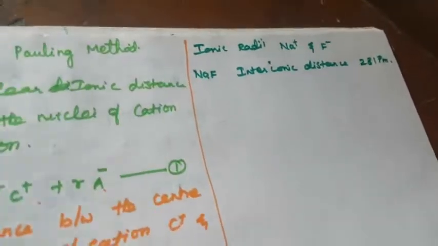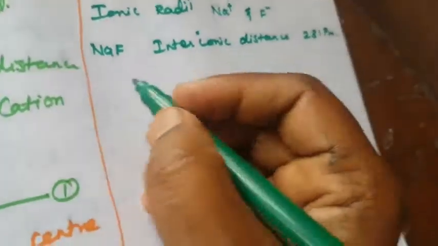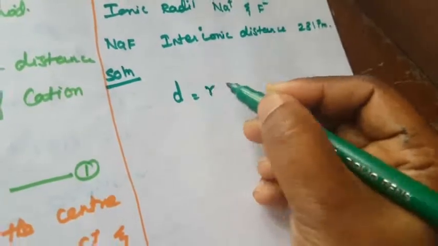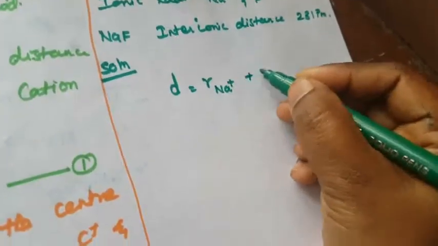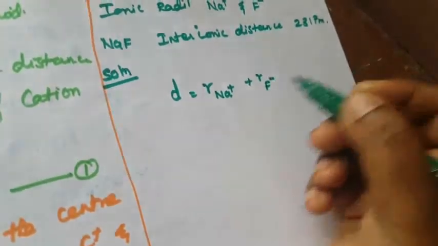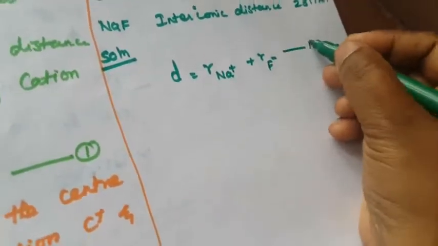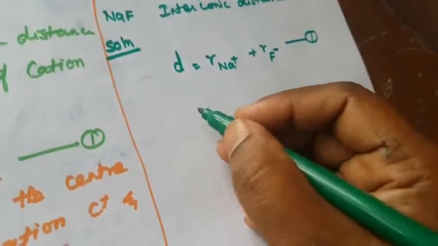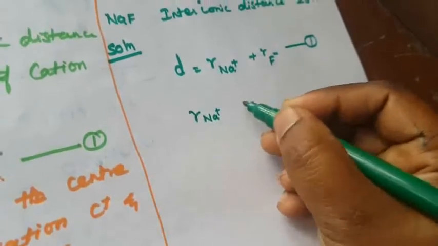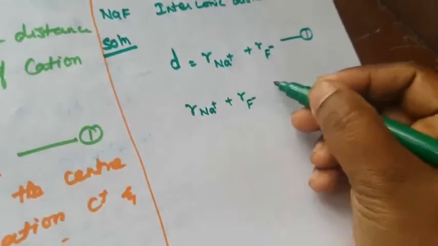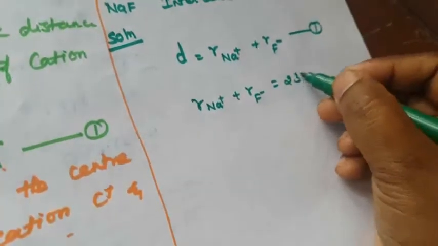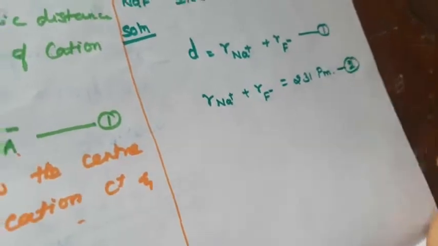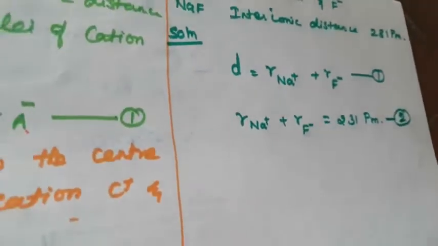So how to calculate? First, what is the value given? The internuclear distance d is equal to the radius of Na plus ion plus the radius of F minus ion. This is the first one. Second, we can write like this. The radius of Na plus ion plus the radius of F minus ion equals 231 picometer. So that distance is already given, right? This is the second one.